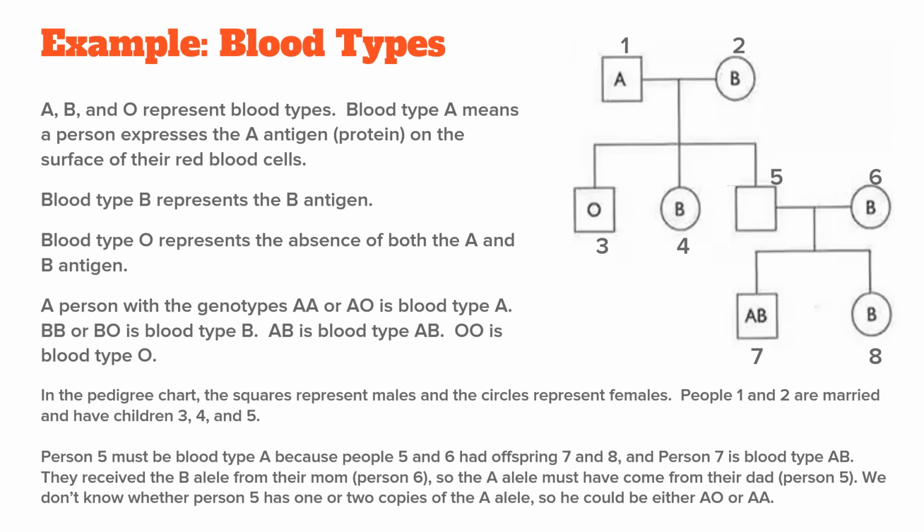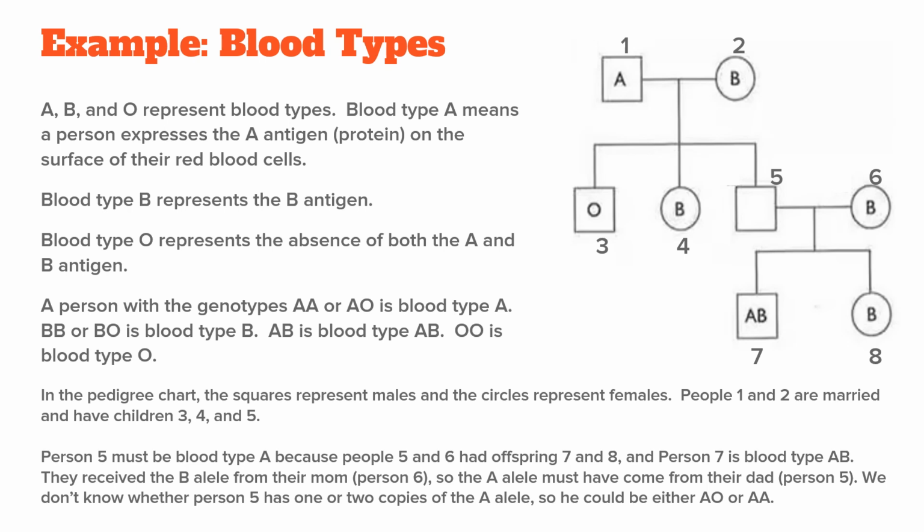We inherit one copy of each gene from each parent. AA or AO genotypes result in blood type A. BB or BO result in blood type B. AB leads to blood type AB, and OO produces type O. O is the absence of an antigen.